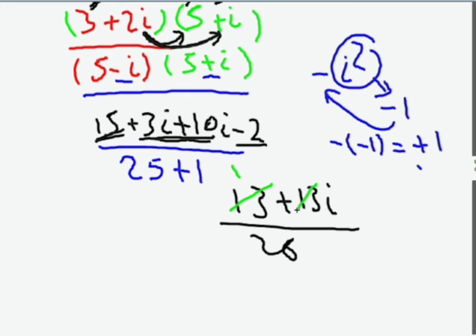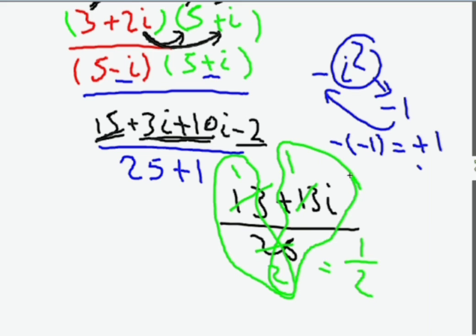This is 1, this is 1, and this is 2, so your answer is 1 over 2, as you see the distributive property here, and you do the distributive property on the other side, so you get plus 1 over 2i as well, and this is your final answer.